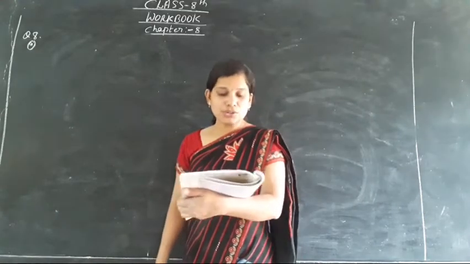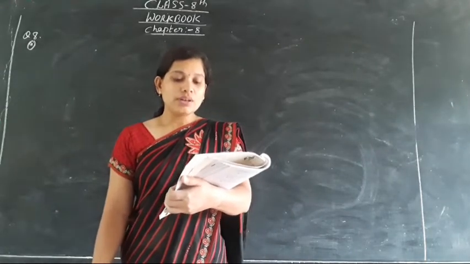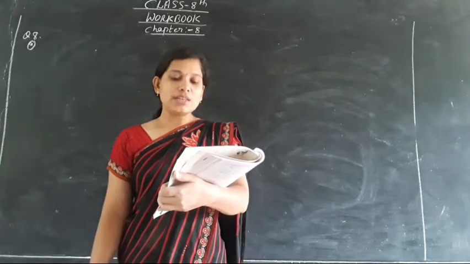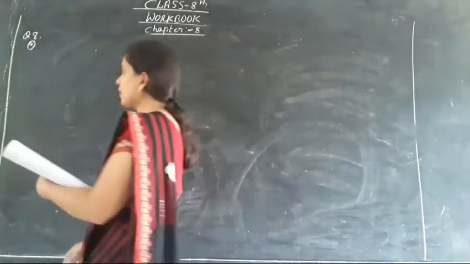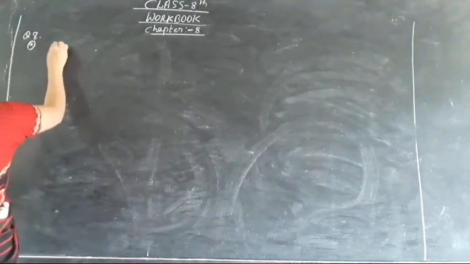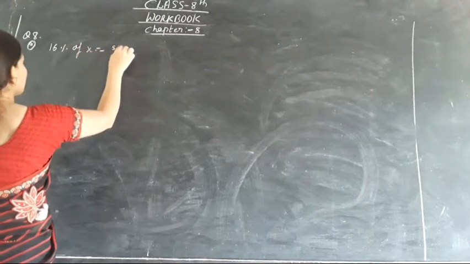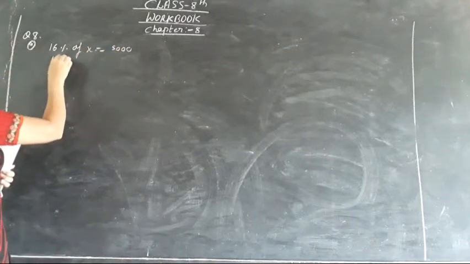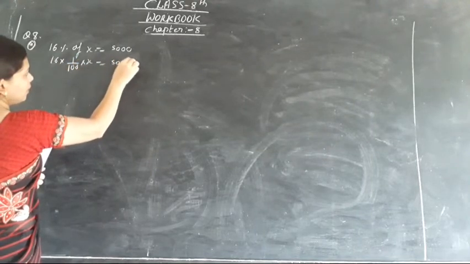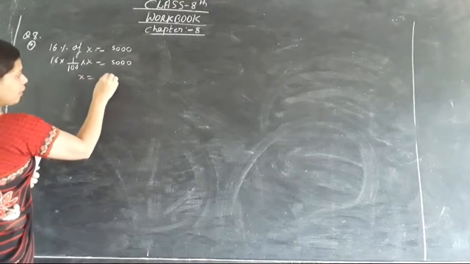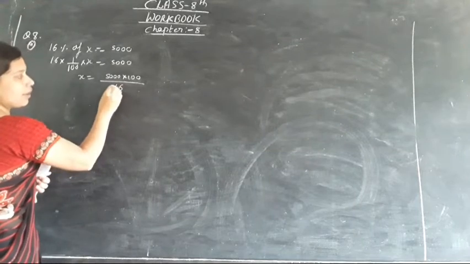So what the first question says: a man saves 16% of his total income for rupees 5,000 per month. He spent a sum of dash, that means you have to find the value. Okay, how to find the value? Let this sum be x. So 16% of x is equal to 5,000, isn't it? So 16 percent is 16 upon 100 into x is equal to 5,000. It will be like this, student. So x is equal to 5,000 into 100 upon 16. Isn't it? Now try to solve this question.